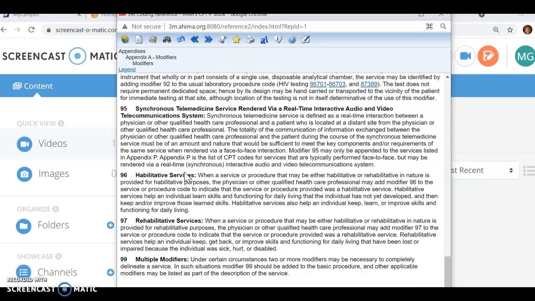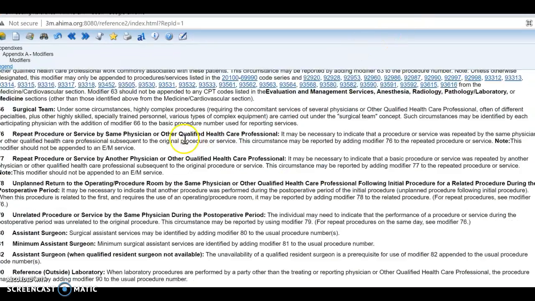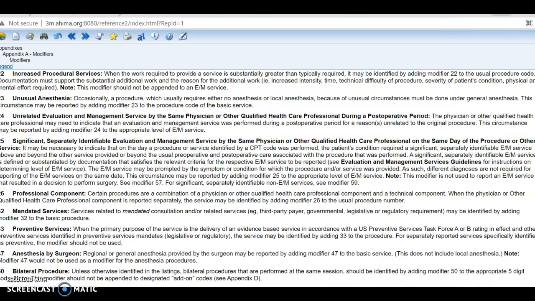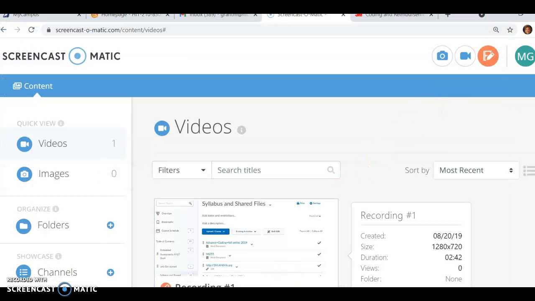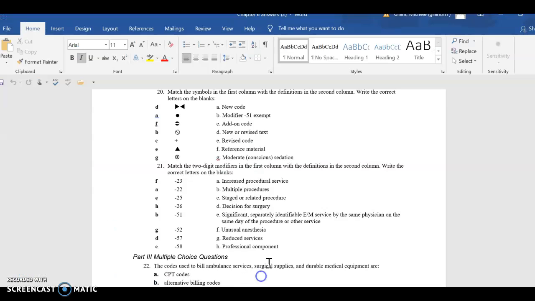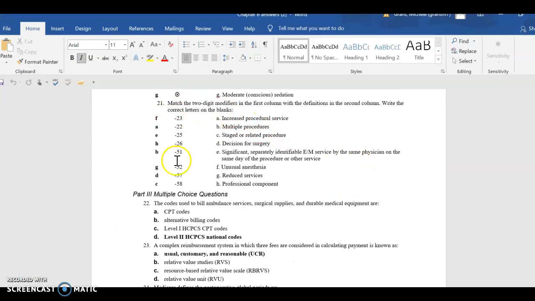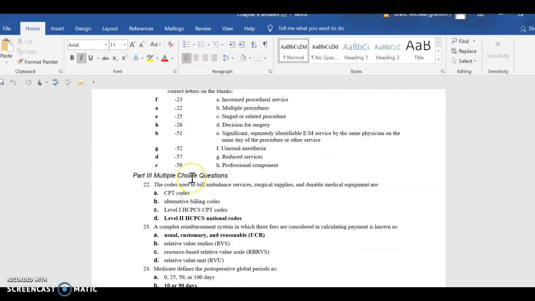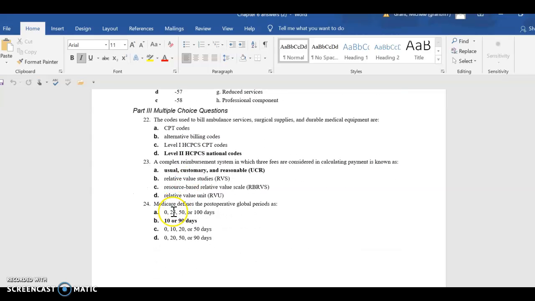All right, so I am going to close out the appendix section. And let's go back to your assignment. I'm going to pull that up. So we talked about modifiers. And make sure you ask me questions on Monday, because we did go through some of these.